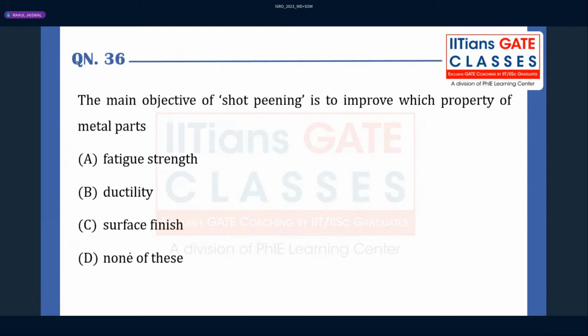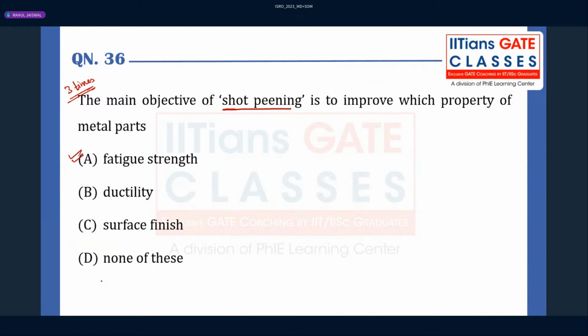Now here, note the next question. The main objective of shot peening. Again, same question. This question they have asked at least 3 times in ISRO. Shot peening, I told you, we are doing for increasing the fatigue strength of our material. How and why? Please go and watch previous lectures of the ISRO session. We have done this same thing, right? I explained shot peening.